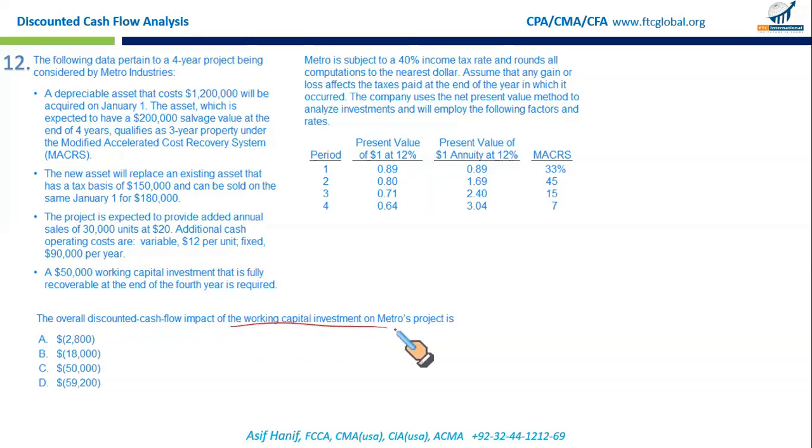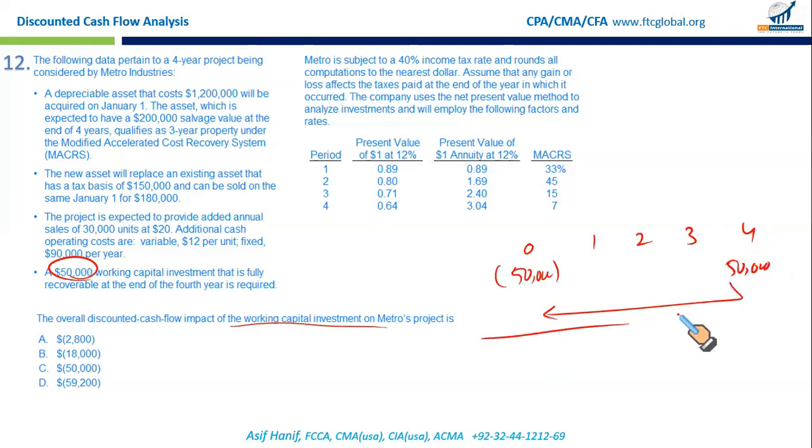Next, same question, but this time the question says the overall discounted cash flow impact on the working capital investment. Working capital outflow is 50,000 at the start of the project, and then it is fully recovered at the end of the 4th year. It says, what is the overall net impact of working capital investment? You have 50,000 right now. This 50,000 is recovered at the end of the 4th year. How much is it worth in present terms?